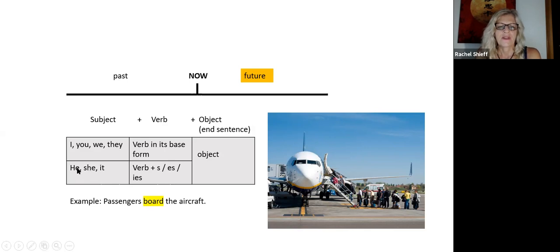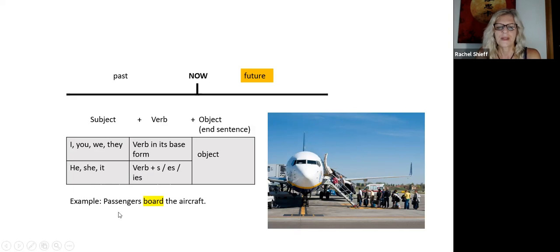We also have he, she, or it. So it could be an aircraft, it could be a situation, whatever. Followed by the verb ending in s, es, or ies. There are spelling rules, so you just need to learn the verbs. You need to study hard in order to improve your English. Followed by the object again and the completion of the sentence.